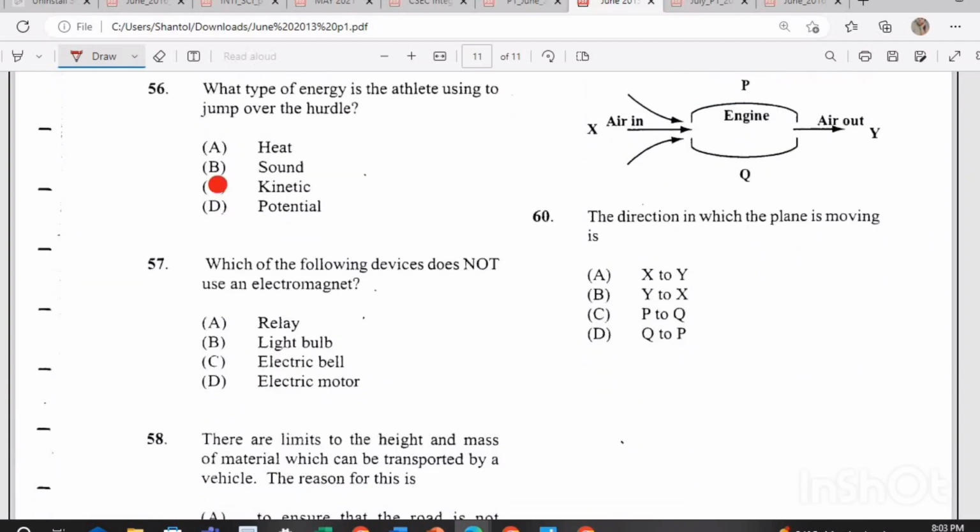Question 57. Which of the following devices does not use an electromagnet? A relay, a light bulb, an electric bell, or an electric motor? If you said B, a light bulb, you are correct.